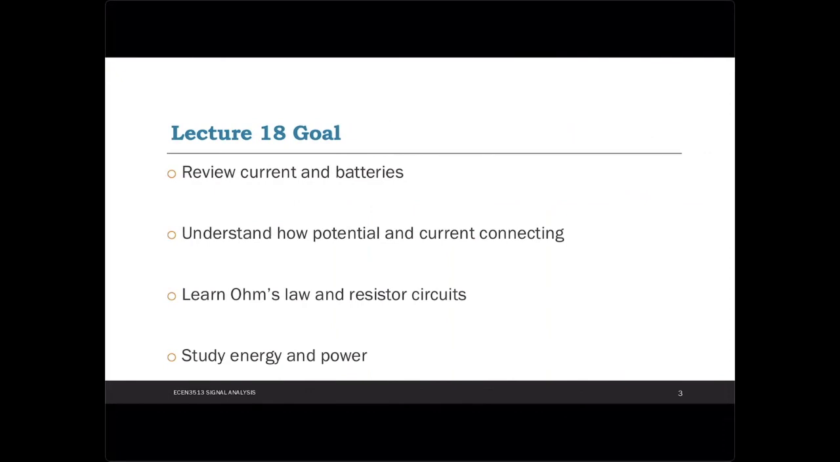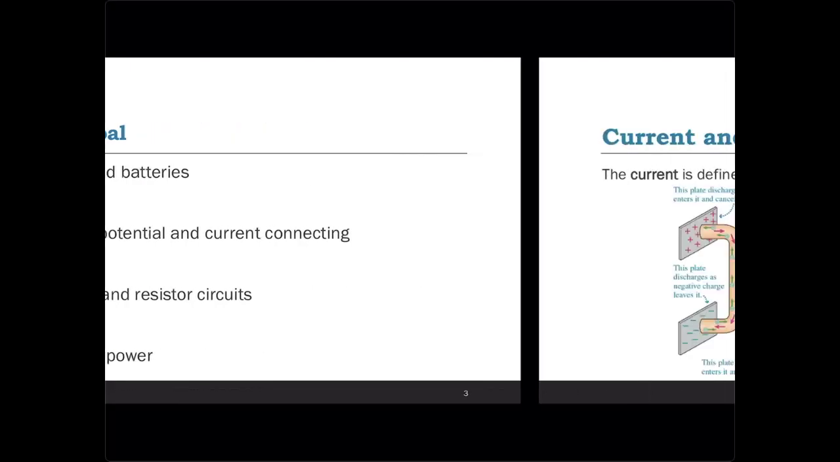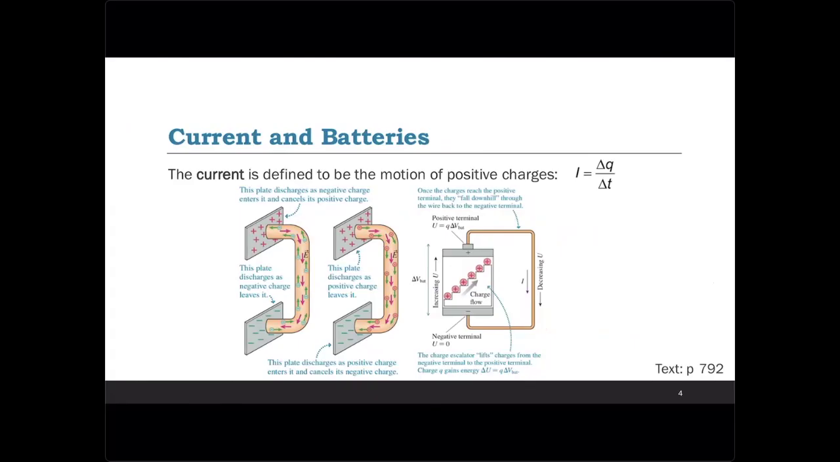Firstly, we will review current and batteries, which we talked about in last class. And then we will try to understand how potential and current are connected. Next, we will learn Ohm's law and resistor circuits. And finally, we will study energy and power. Firstly, let's review the current and batteries we learned in last class.